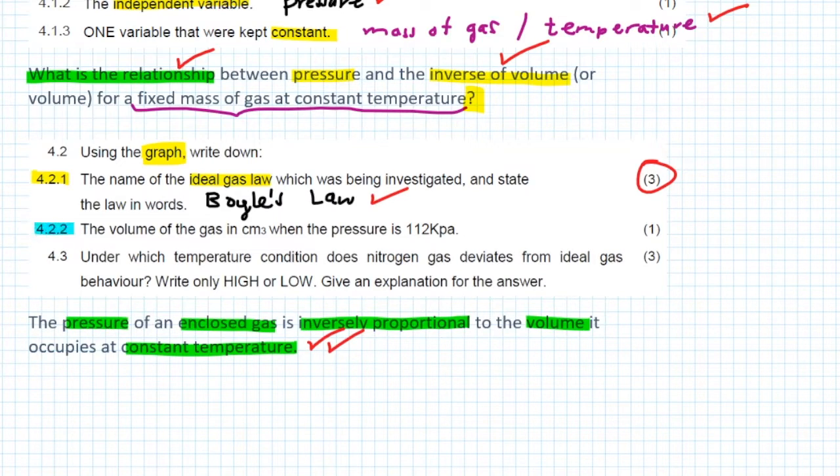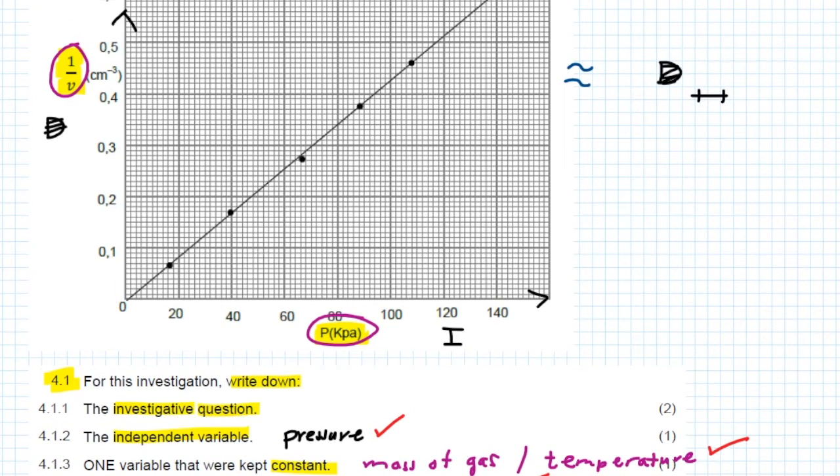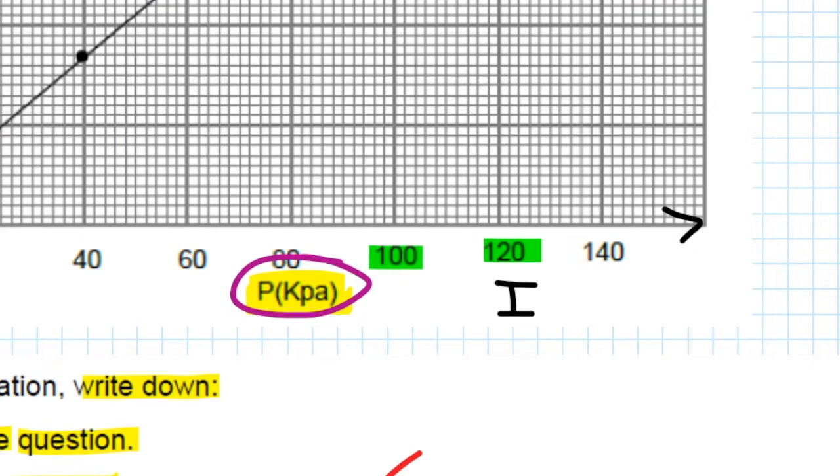4.2.2 says, write down the volume of the gas in centimeters cubed when the pressure is 112 kilopascal. So we go to our graph and we need to find 112. Here is 100, here is 120. 100 and 120 are separated by 10 marks. That means that each little line represents a value of 2.